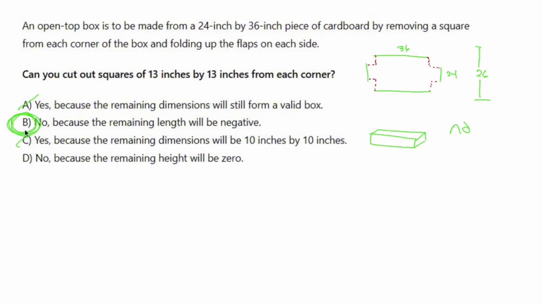So B is going to be my option. So that's what's called a domain restriction, or a restricted domain, however you want to call it. But now you can't do it.